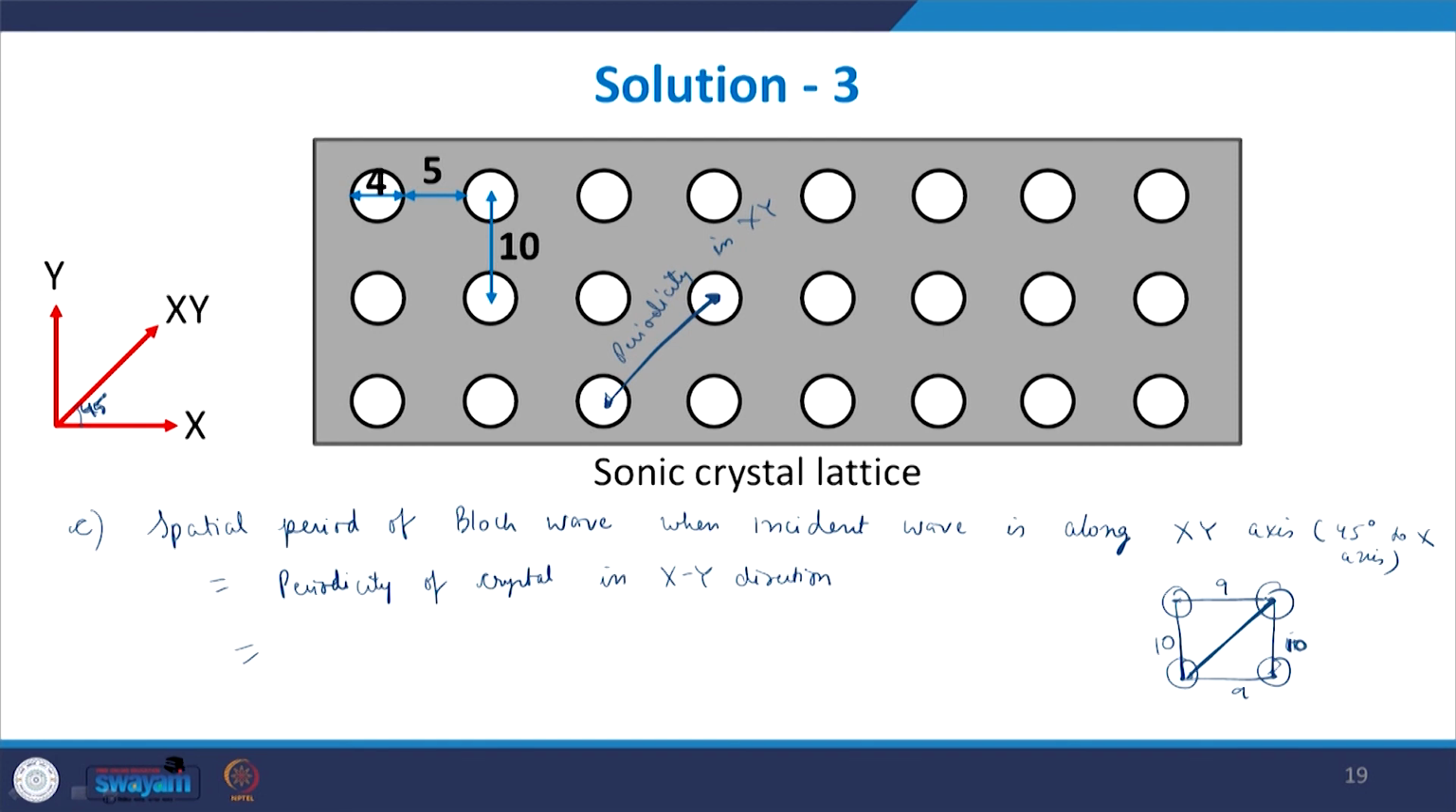It is going to be very easily found using the Pythagoras theorem. So this will be the square root of 9 squared plus 10 squared. This will give you the length of the diagonal, which comes out to be 13.45 units. So you get the length after which the wave is repeating. This will become the wavelength along the xy axis, provided the incidence happens purely along the xy axis.